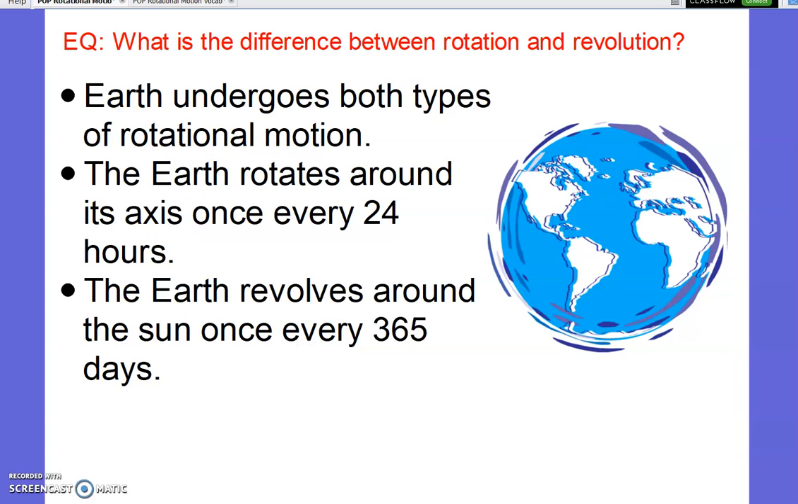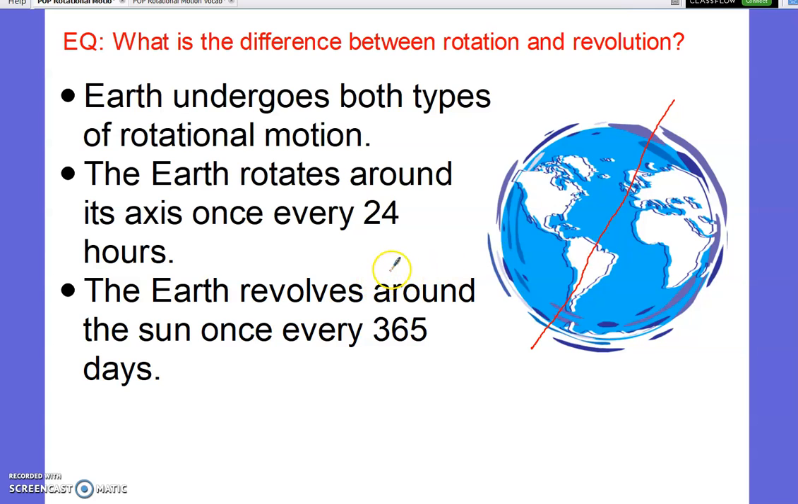Another example of something that undergoes both types of rotational motion is the Earth. The Earth rotates about its axis once every 24 hours. So the axis of the Earth would be right here. It goes through the center of the Earth. And so the Earth rotates about this axis once every 24 hours, and that's how we get night and day.